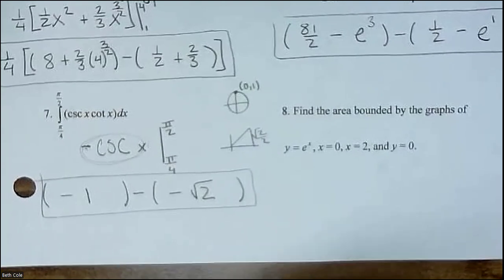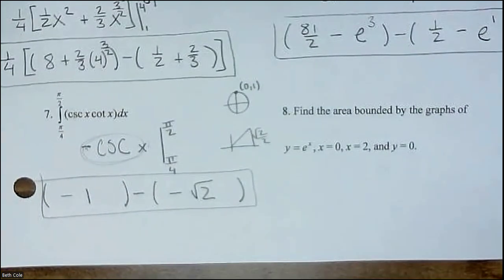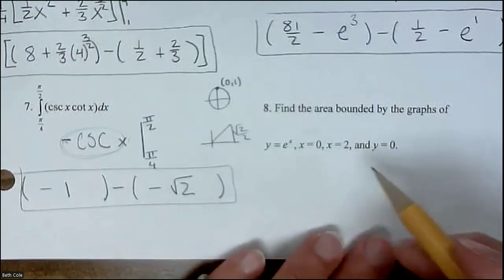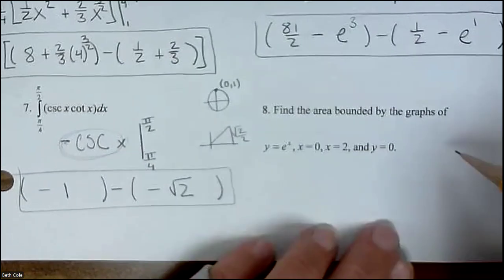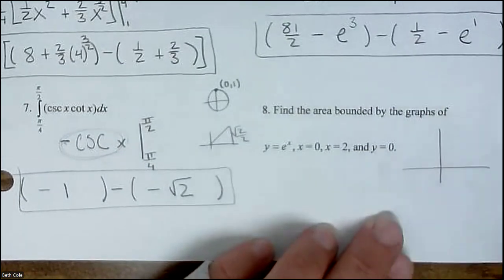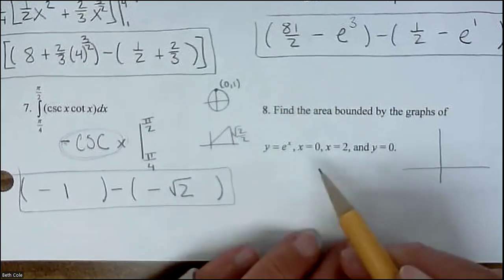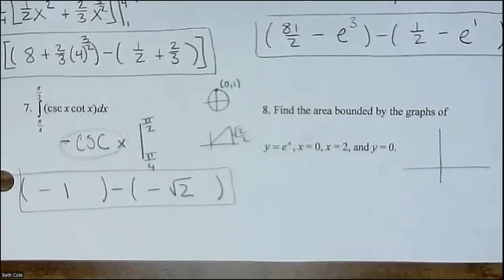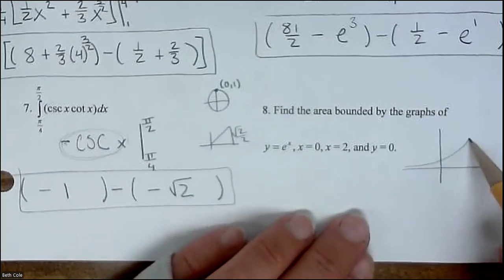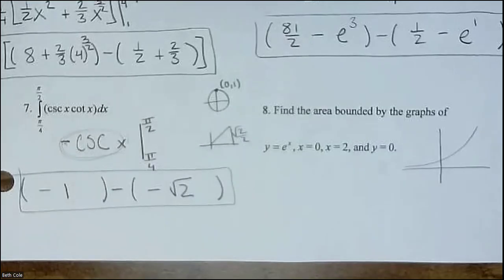This one is written with words instead of a problem. Okay. Find the area bounded by these graphs. I'm just going to draw you a picture real quick. It won't take but a second. What does e to the x look like? Doesn't it swoop? All right.